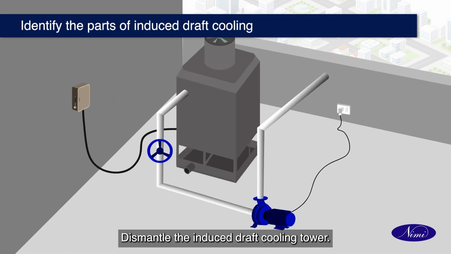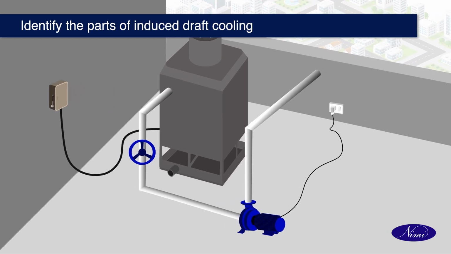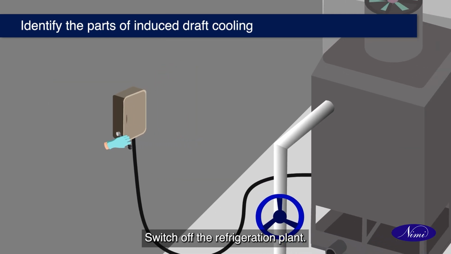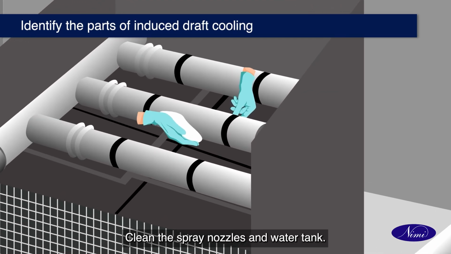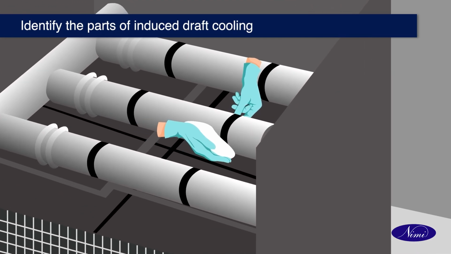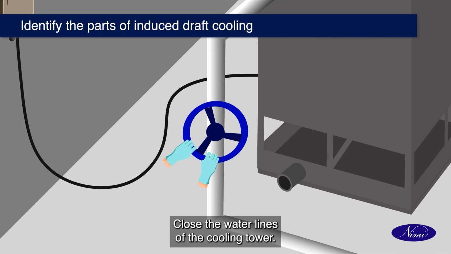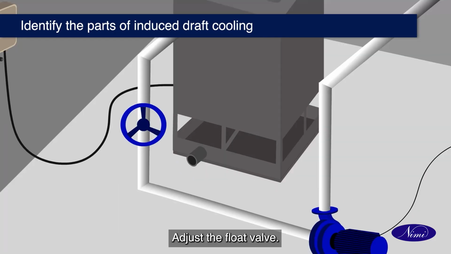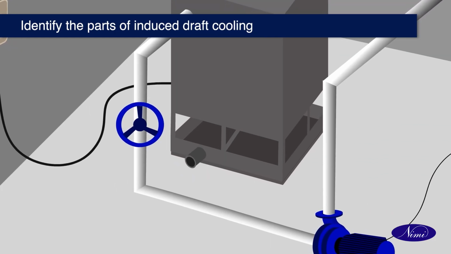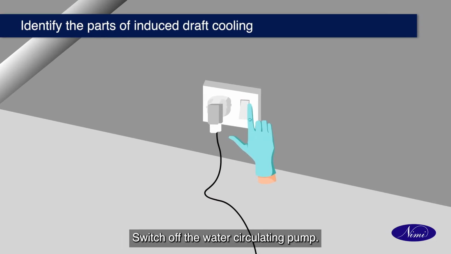Dismantle the induced draft cooling tower. Switch off the refrigeration plant. Clean the spray nozzles and water tank. Close the water lines of the cooling tower. Adjust the float valve. Switch off the water circulating pump.